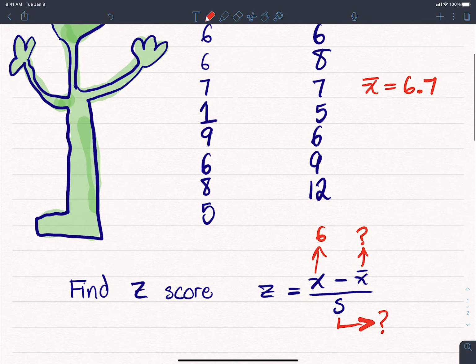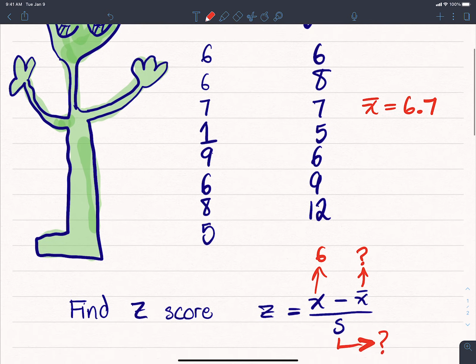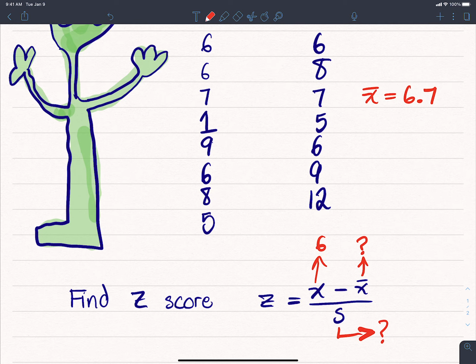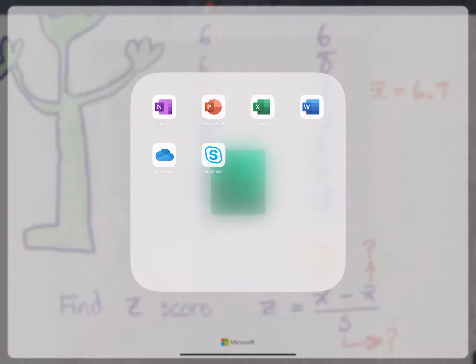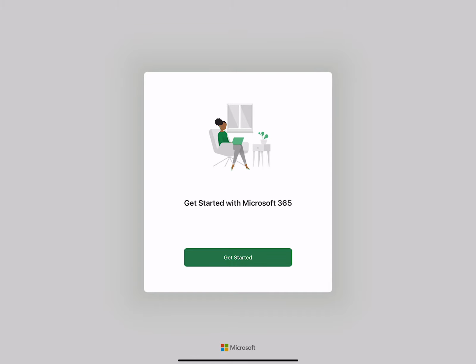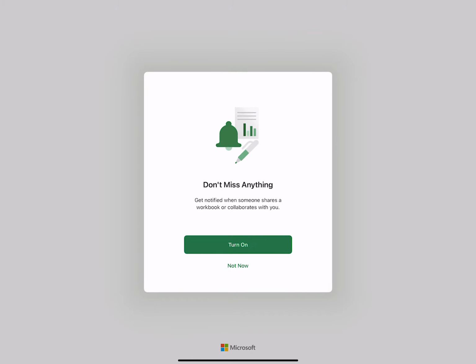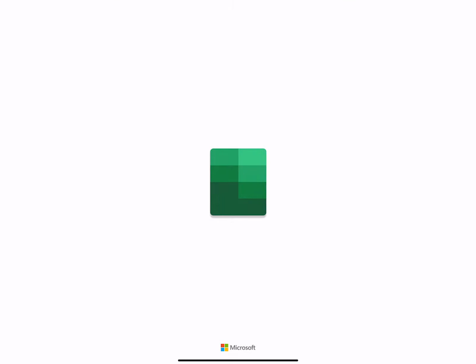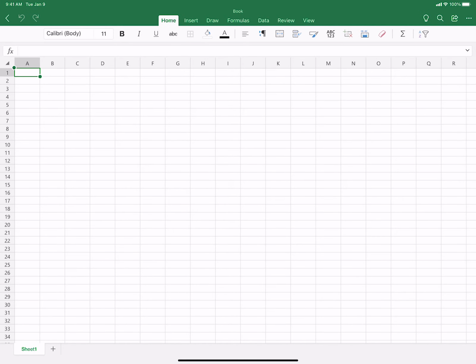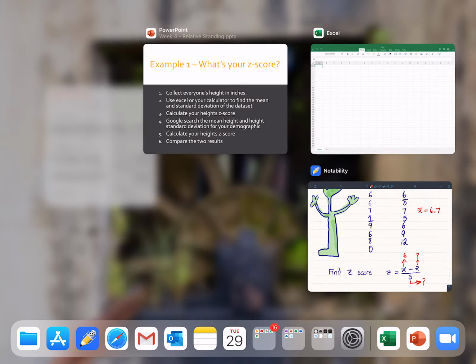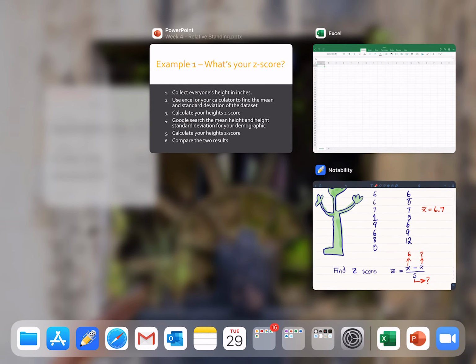Now we need to find the standard deviation. I know I wasn't requiring you all to calculate the standard deviation out by hand. That's okay. We're going to use some technology to find our standard deviation. So I'm going to make a little document in Excel.